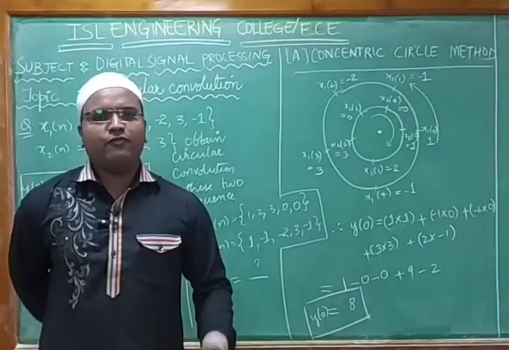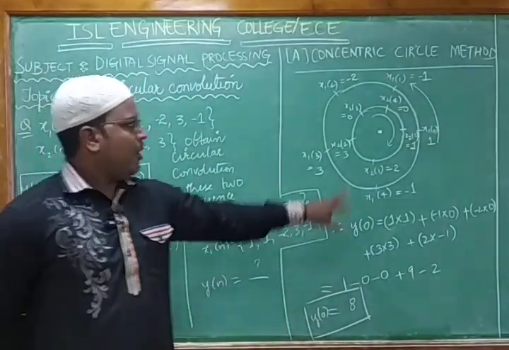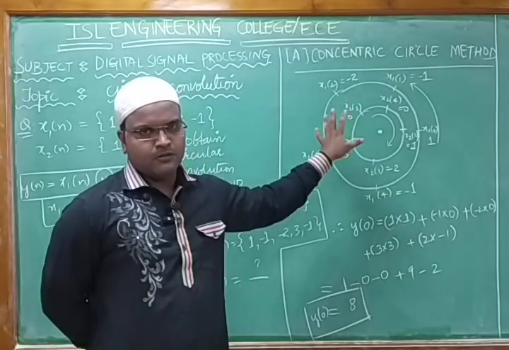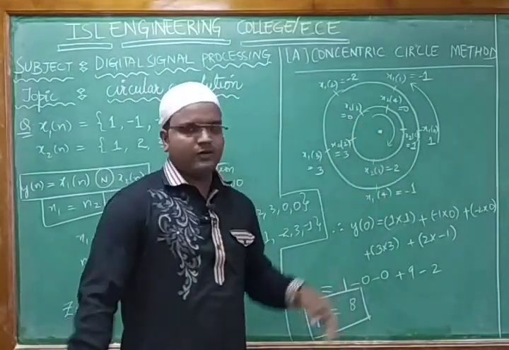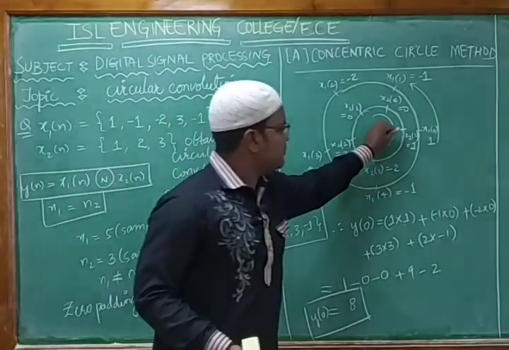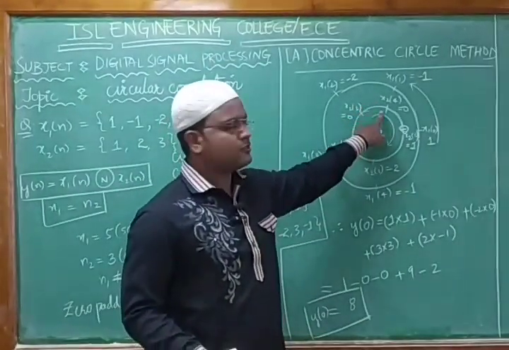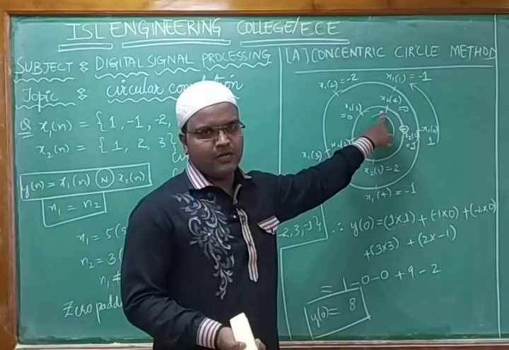To get the next value, we need to get y of 1. How do we get y of 1? The outside we don't have to change; it will be as it is, the outer circle. The inner circle we need to change. We need to change this position. The position of the first sequence we have to shift to the next value. So how do we do it? Let's see.